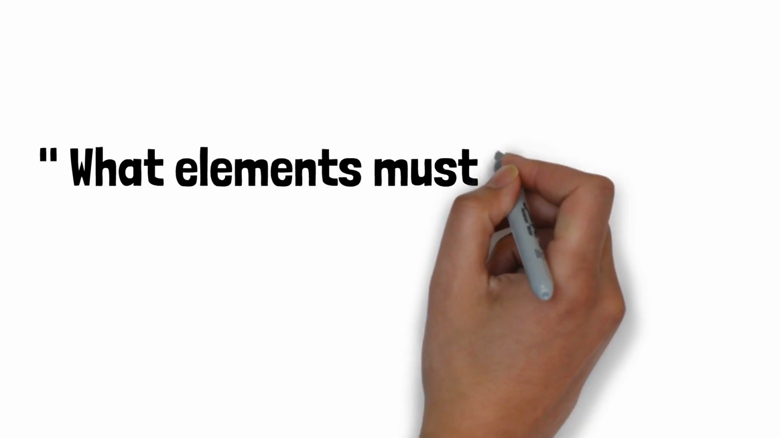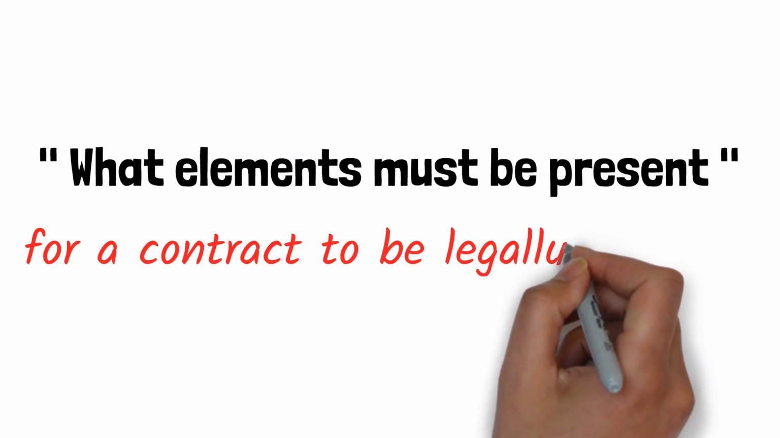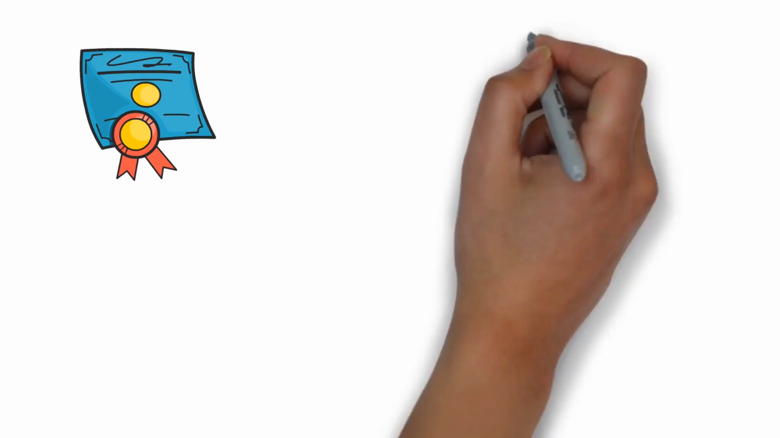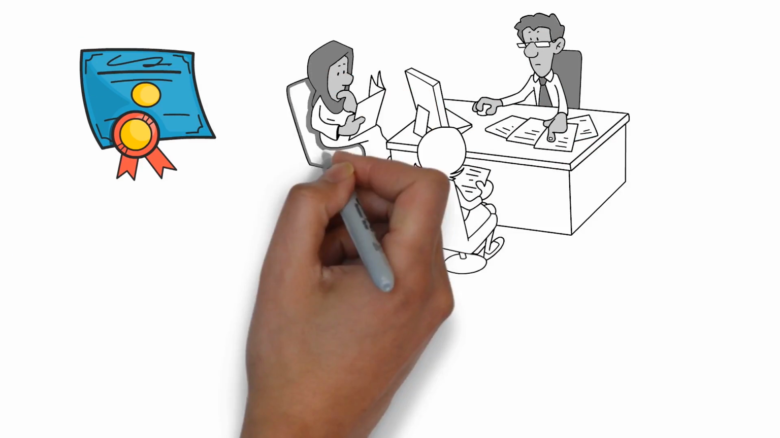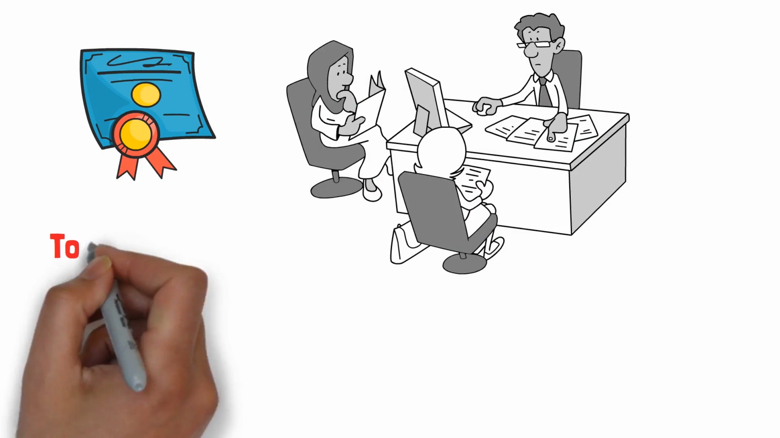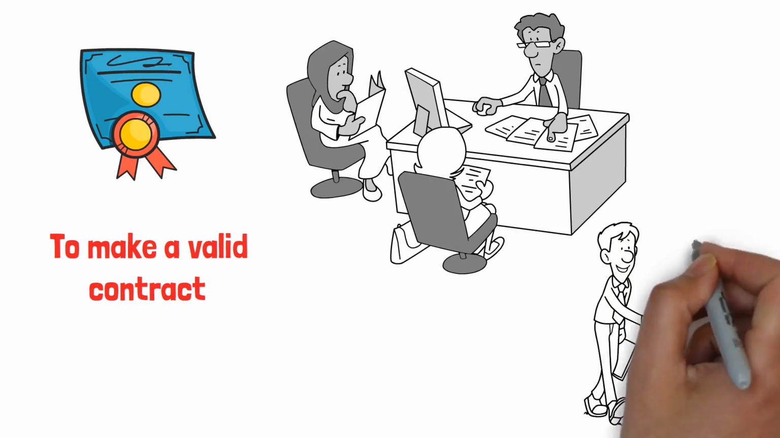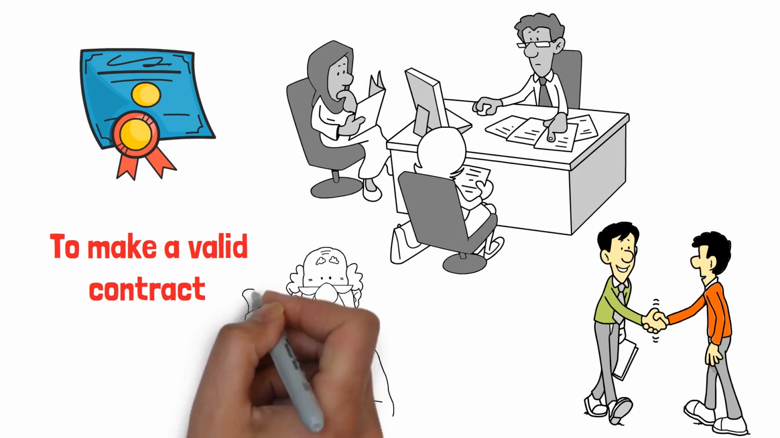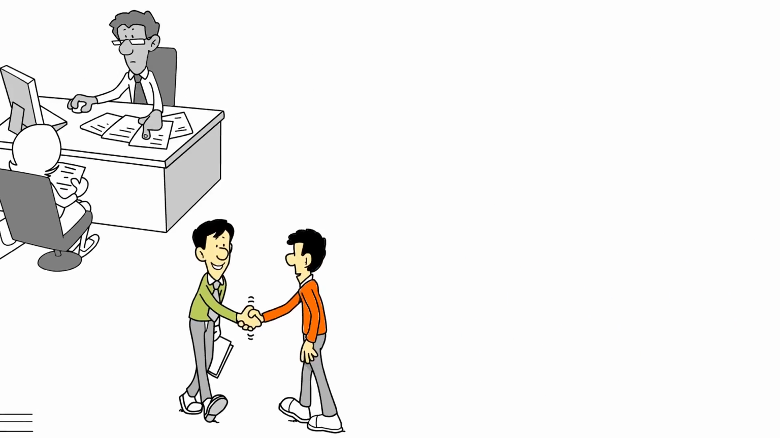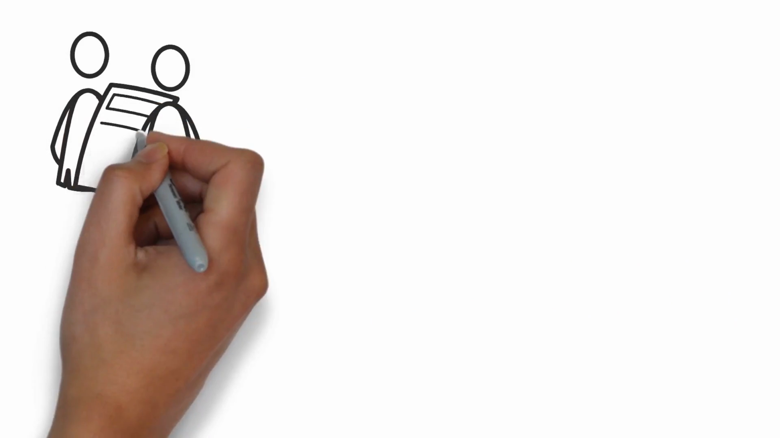What elements must be present for a contract to be legally binding? Contract law is a set of rules that helps parties make agreements with each other. To make a valid contract, both parties must agree to the same thing and follow certain rules. A contract is finally an agreement between two parties that is legally binding.